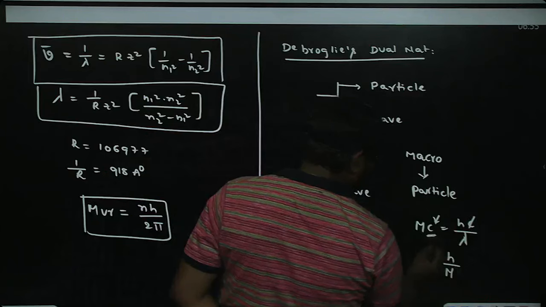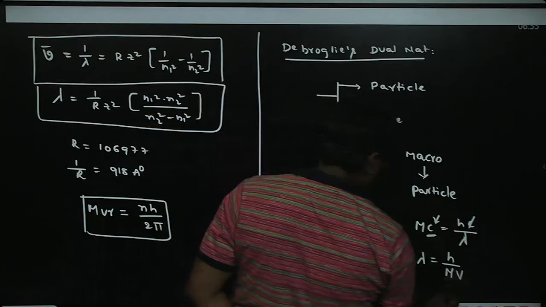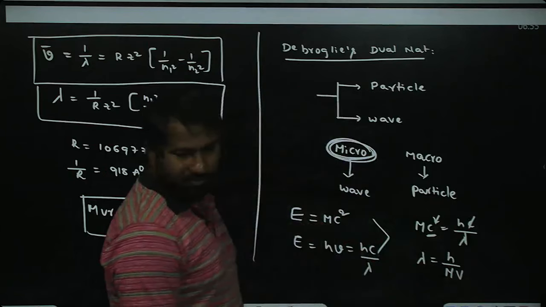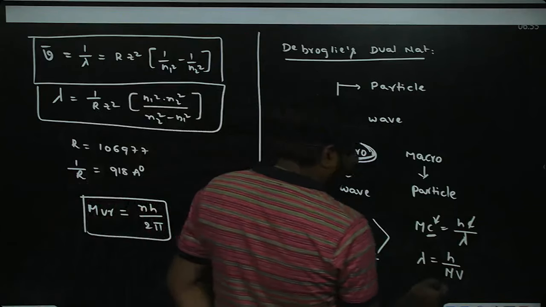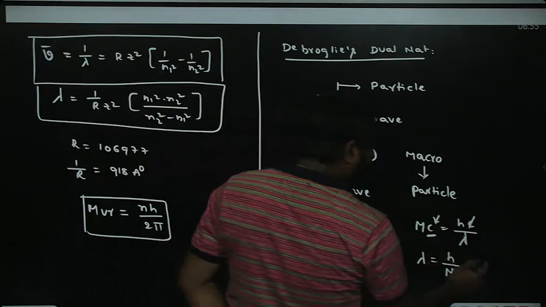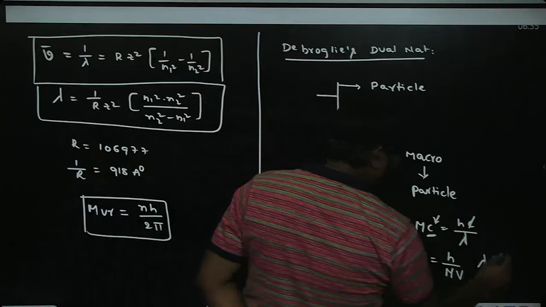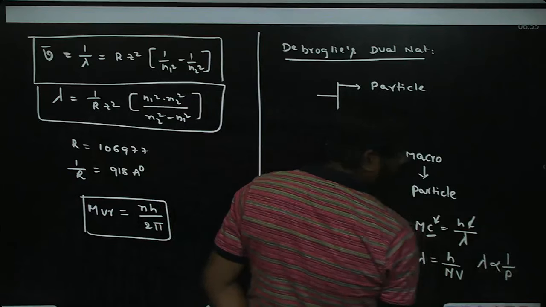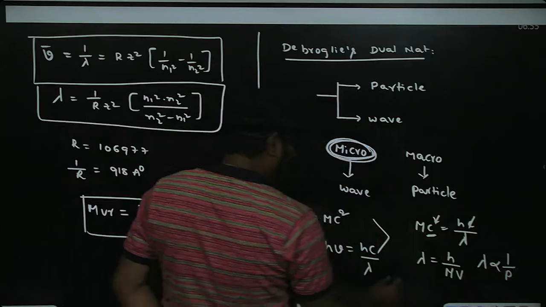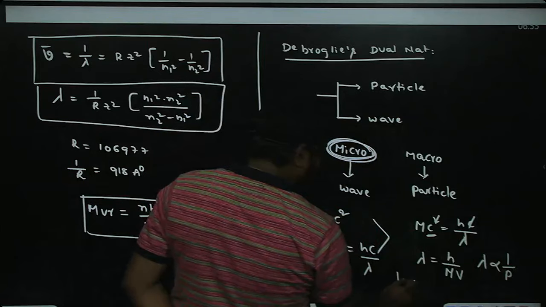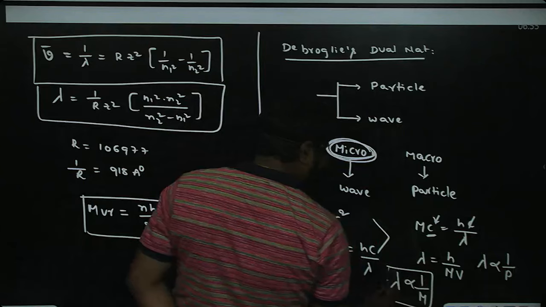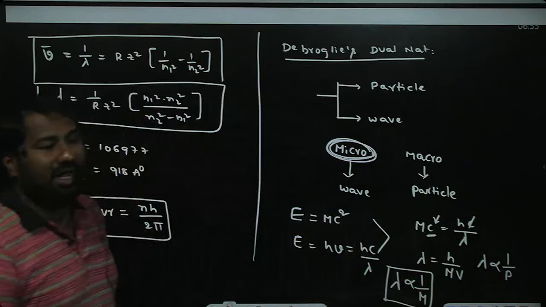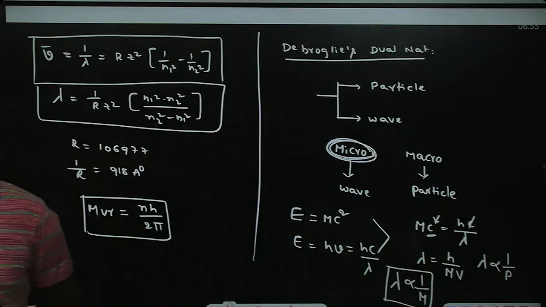C is nothing but speed, so in terms of speed we write velocity. If h is constant, lambda is always inversely proportional to momentum. That means directly or indirectly we can write lambda is inversely proportional to mass. As mass increases, the wave nature decreases.